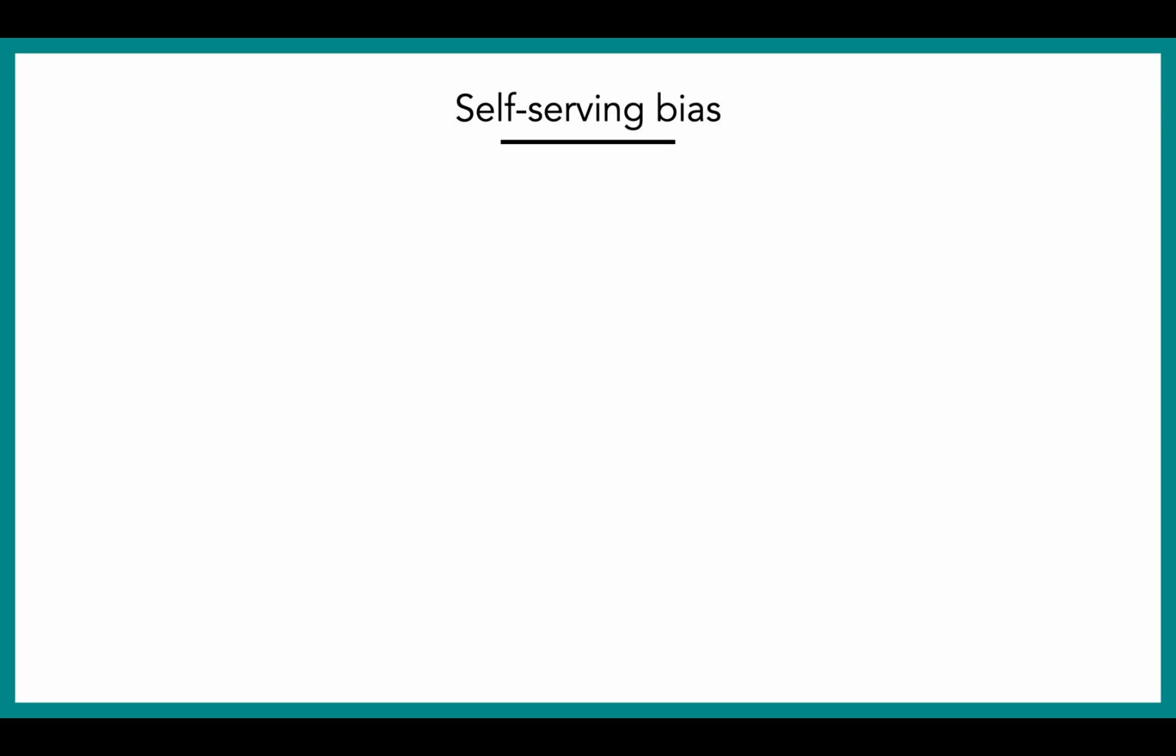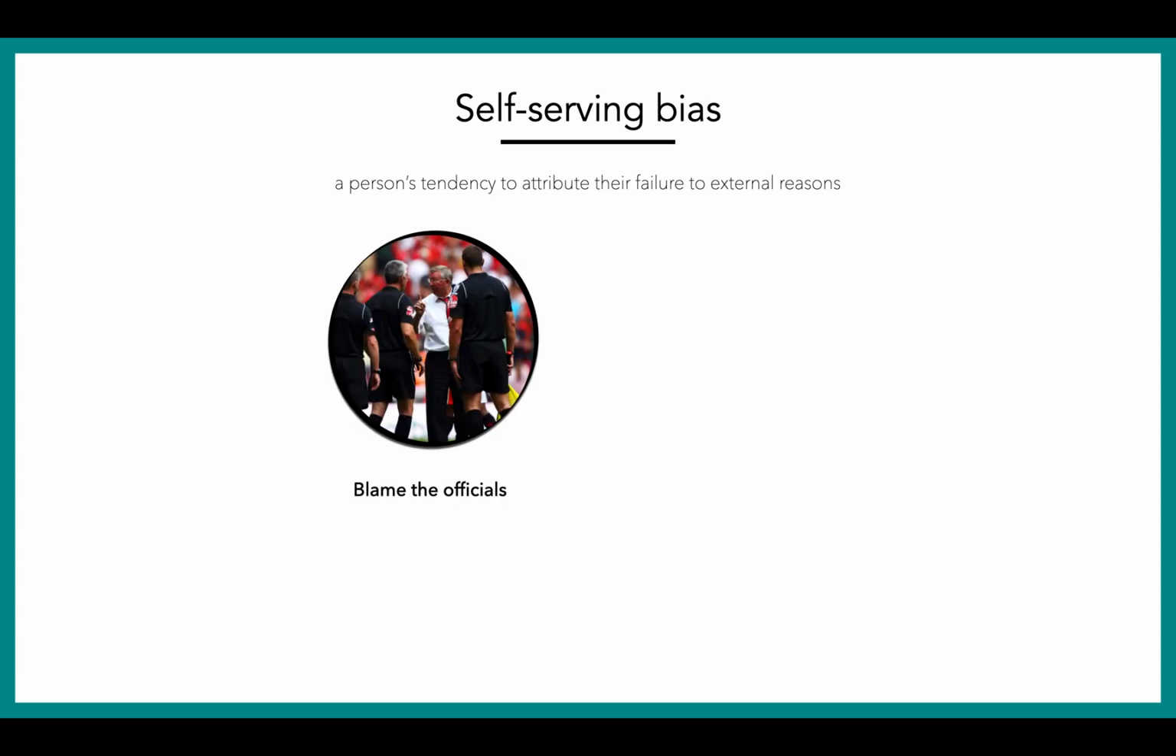It's called self-serving bias. And this is a person's tendency to attribute their failure to external reasons, like I've just said. So the boxer is losing because the judges don't like him and they keep scoring against him. Now, here's the thing, blaming the judges in boxing, but let's look at football.